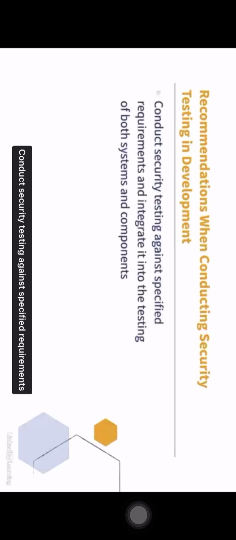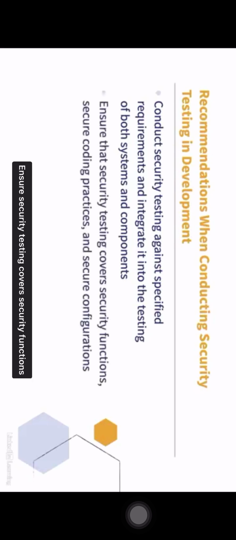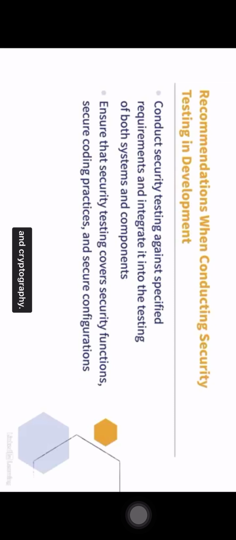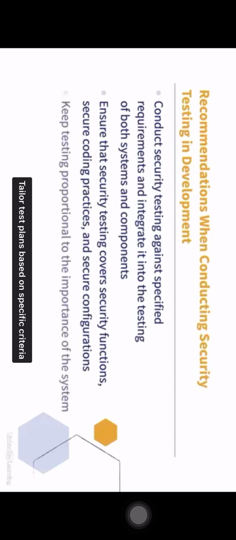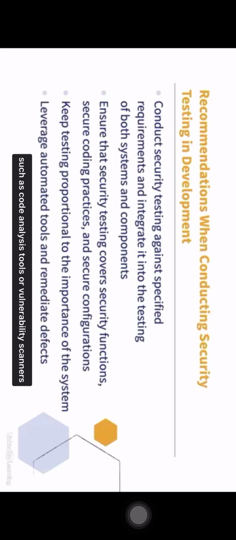ISO 27002 includes this guidance for conducting security testing in development. Conduct security testing against specified requirements and integrate it into the testing of both systems and components. Ensure security testing covers security functions such as user authentication, access restrictions, and cryptography, secure coding practices, and secure configurations, including operating systems, firewalls, and other security components. Tailor test plans based on specific criteria and keep testing proportional to the importance and nature of the system being built or modified. And leverage automated tools such as code analysis tools or vulnerability scanners and verify that security-related defects are remediated.